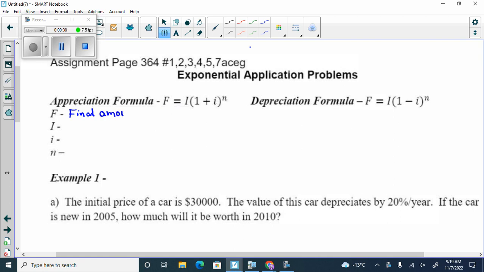Capital I represents the initial amount. The little i represents the interest rate in decimal form. So if it's 88%, you'd use 0.88, because there's no percent symbol. And n is the number of years.